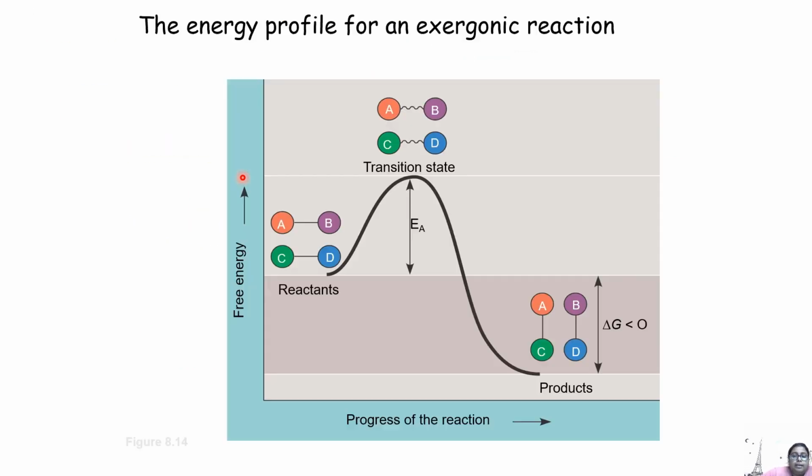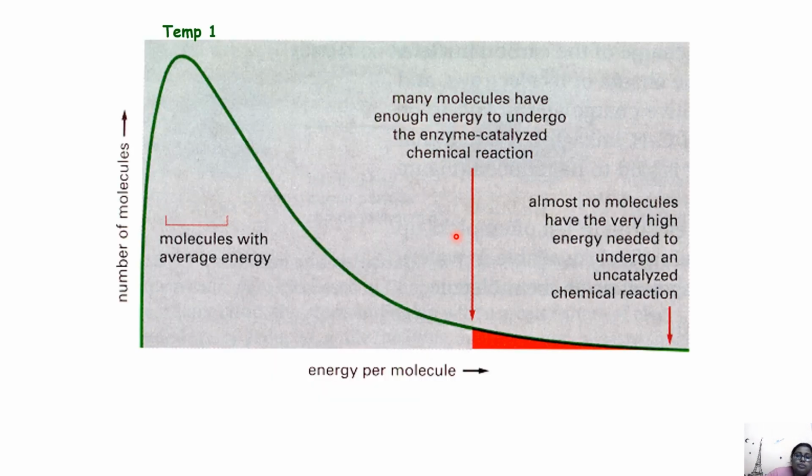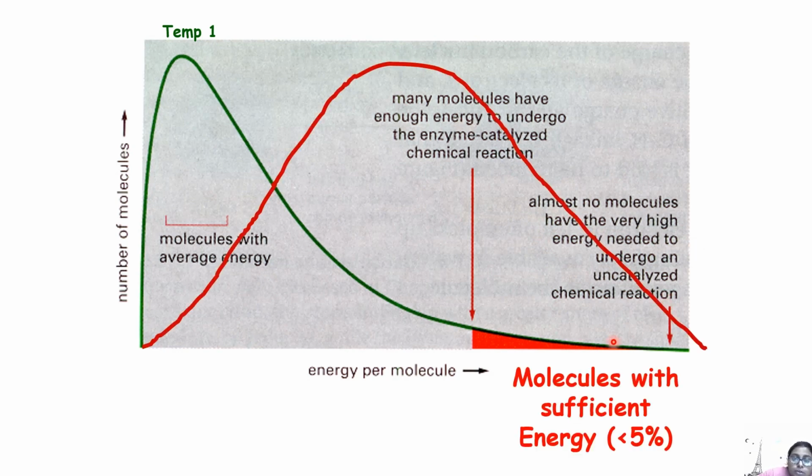Okay, if you look at the energy profile for an exergonic reaction, you have the reactants, you have the products, and this is the activation energy. So what is the role of catalysts? Catalysts basically lower the activation energy barrier. They remain unchanged even after the reaction, but they lower the activation barrier. If you see over here, molecules with average energy, many molecules have enough energy to undergo an enzyme catalyzed chemical reaction, but almost no molecules have the very high energy needed to undergo an uncatalyzed chemical reaction. Okay, so that is why we need a catalyst.